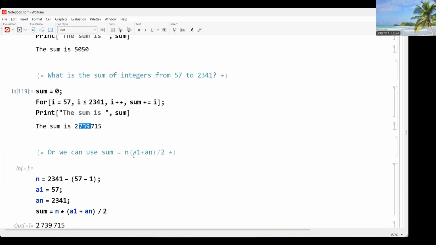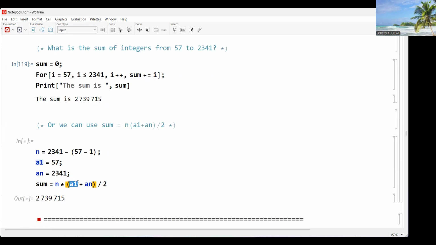Or we can use this sum formula. We have the first term and the last term, and we have here the number of terms. So the number of terms here is 2341 minus 57 plus 1. The first term is 57, the last term is 2341. So using the formula here, the first term plus the last term times the number of terms over 2 is 2,739,700.